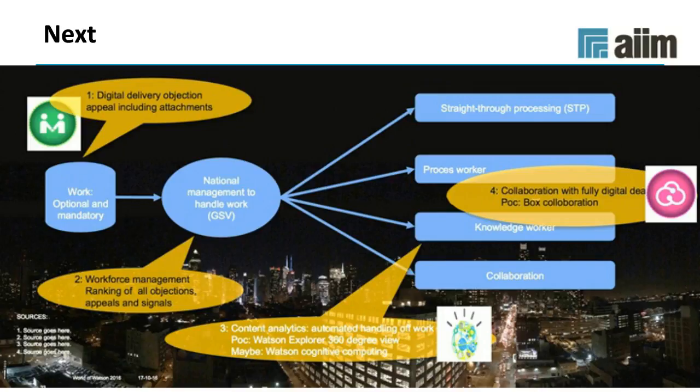We can use content analytics to help automate some handling, provide more information about the citizen, go out and search and get information that might be relevant to help the knowledge worker make a decision more quickly. And then finally, file sync and share to create kind of a citizen locker where they can go in and see their content, add content, and so forth.